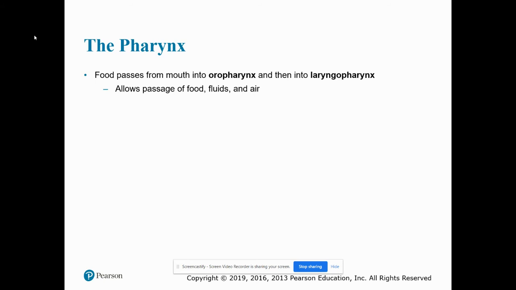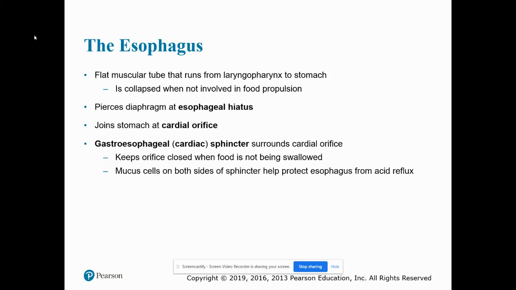So the pharynx is going to allow the passage of food, fluids, and air, and food is going to pass from the mouth to the oropharynx and then into the laryngopharynx. The esophagus is a flat muscular tube that runs from the laryngopharynx to the stomach, and when it's not involved in food propulsion, it is collapsed. It pierces the diaphragm at the esophageal hiatus, and it joins the stomach at the cardial orifice.